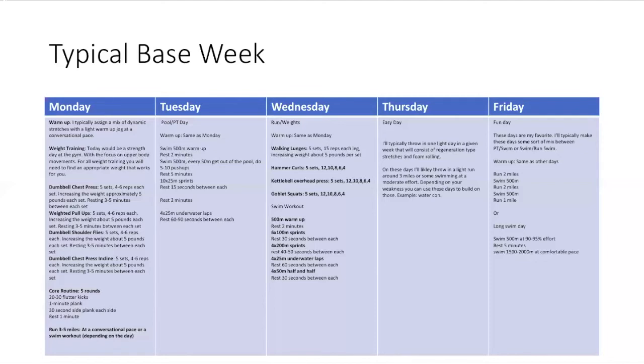And then after those 4 weight training sets, we move into a swim workout. And this one is a nice 500-meter warm up. And then you're going to go into some longer sprints where you're not going all out, but you're going at a more moderate pace for a more sustained period of time or distance. And then a few water confidence drills. So some underwater laps and then a few half and halves.